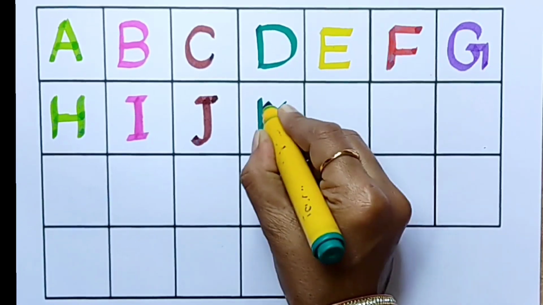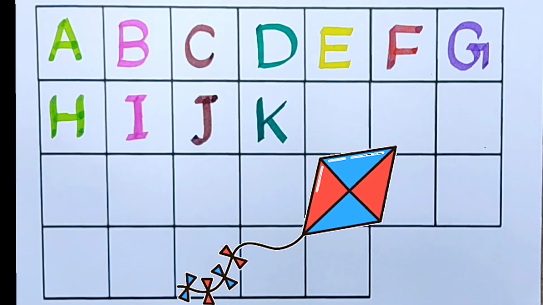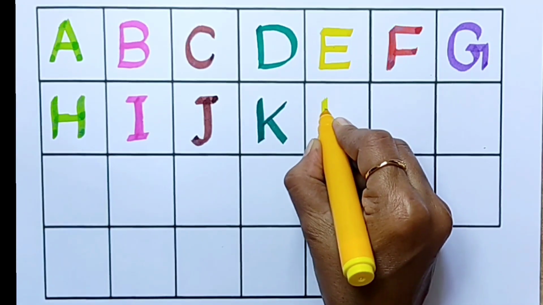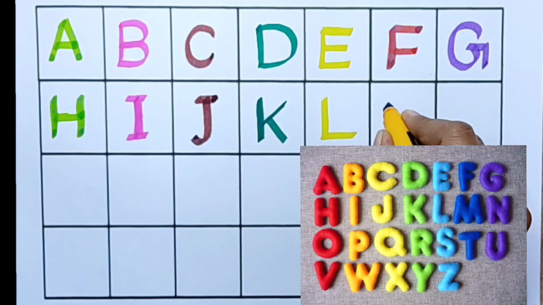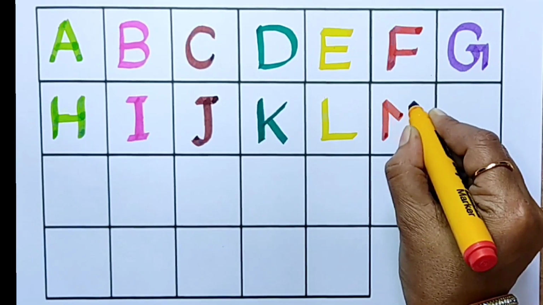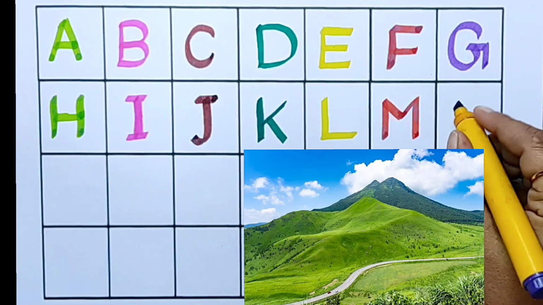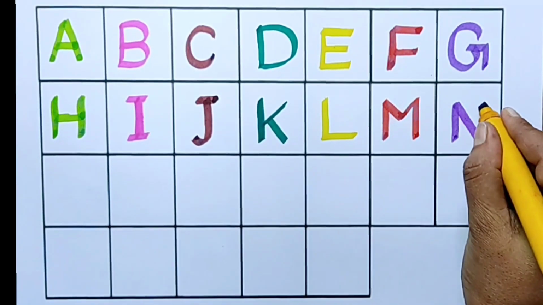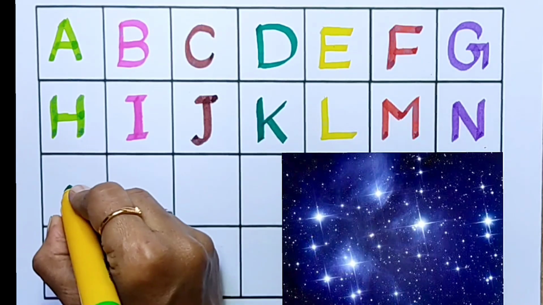K. K for kite. L. L for lettuce. M. M for mountain. N. N for night.